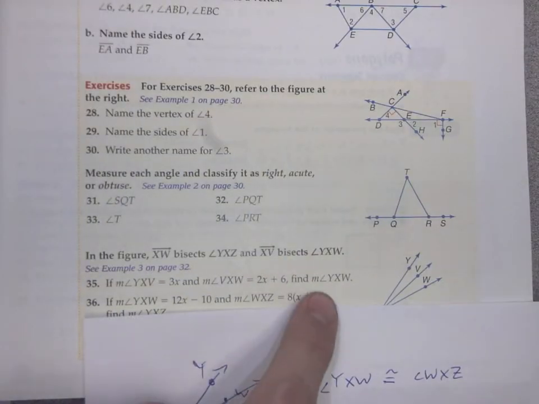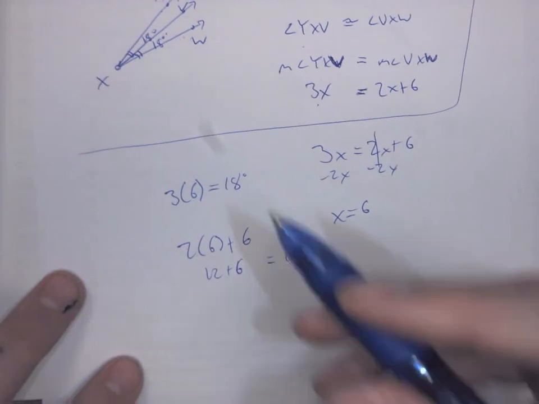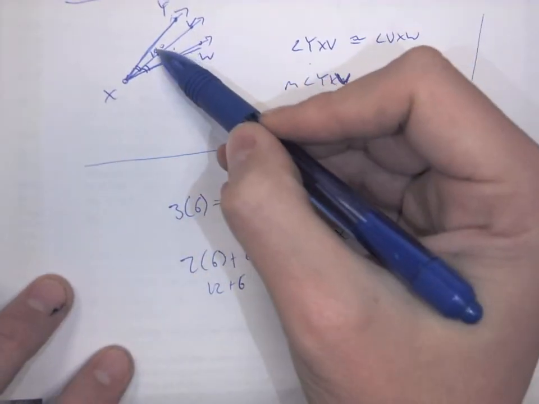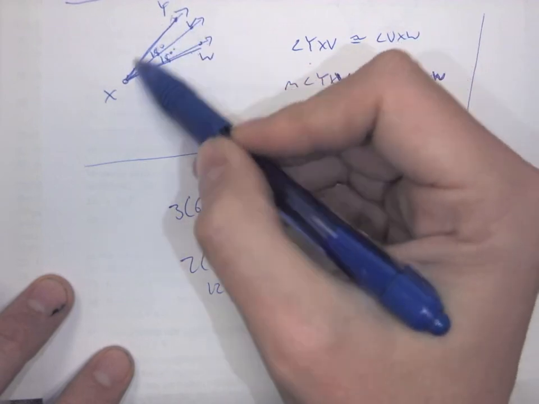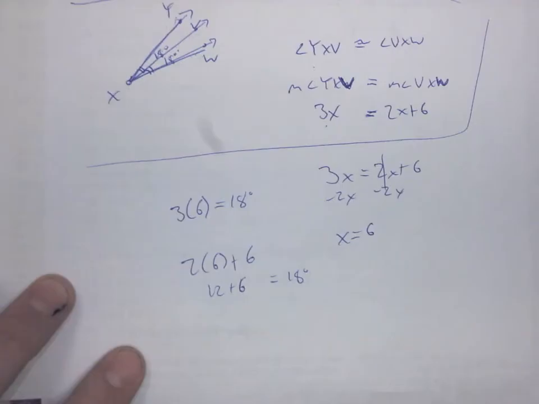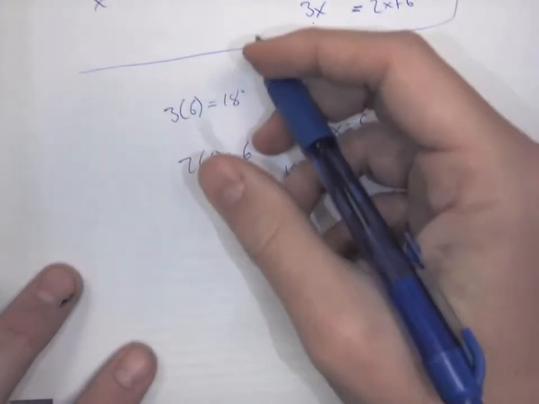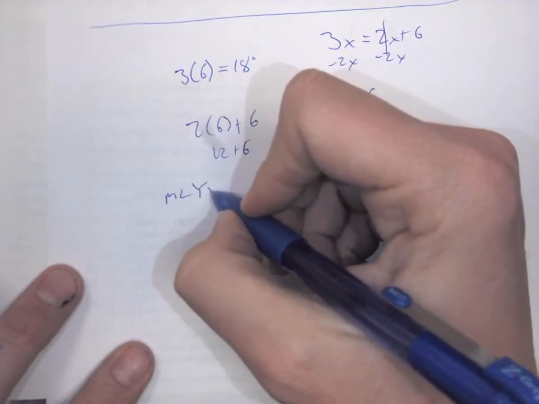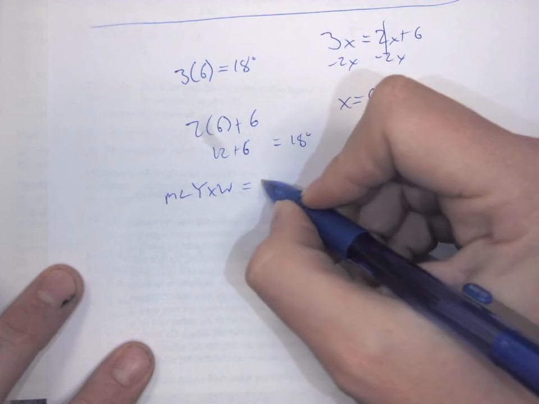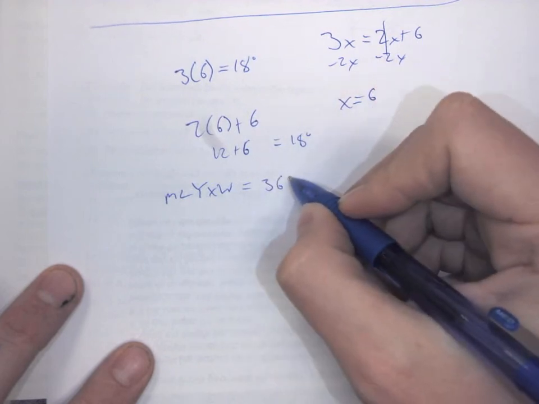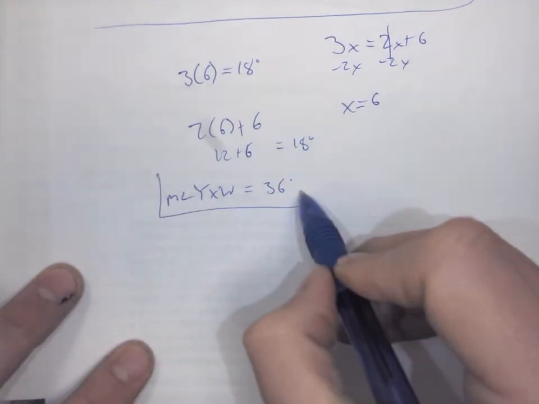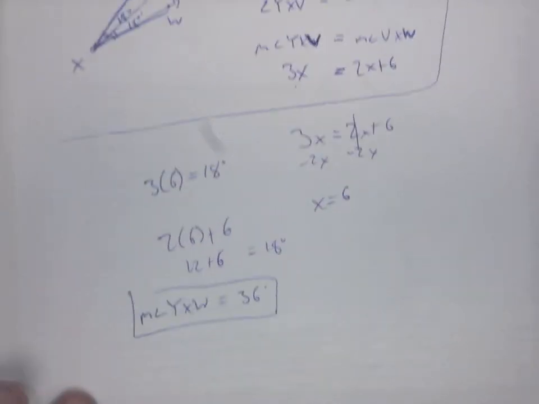Okay, now what they're asking for in the problem is the measure of angle YXW, the big angle. Well, we have these two small angles, 18 and 18. If we add those together, we're going to get the big angle. So it's going to be 36 degrees here. So the measure of angle YXW is equal to 36 degrees. 18 plus 18, or 18 times 2. Okay, that's the answer to number 35.